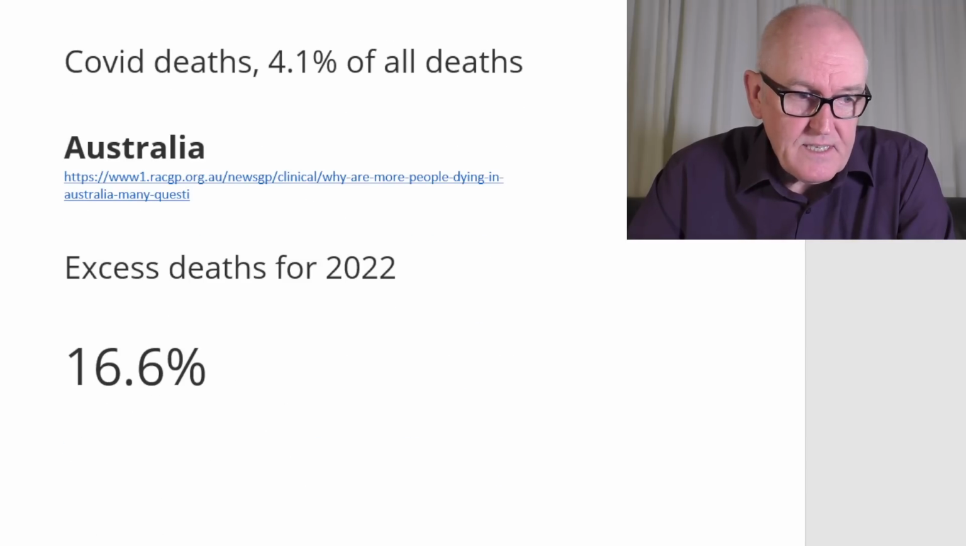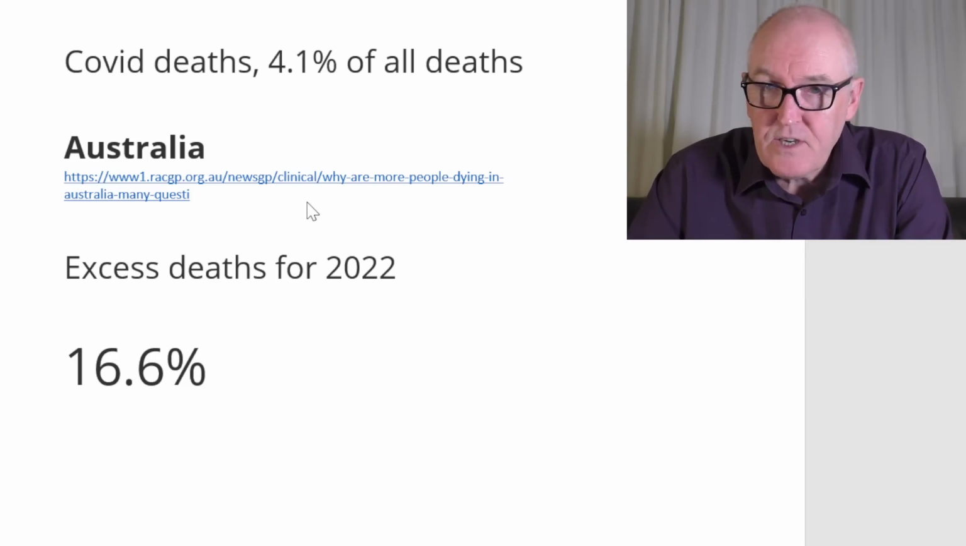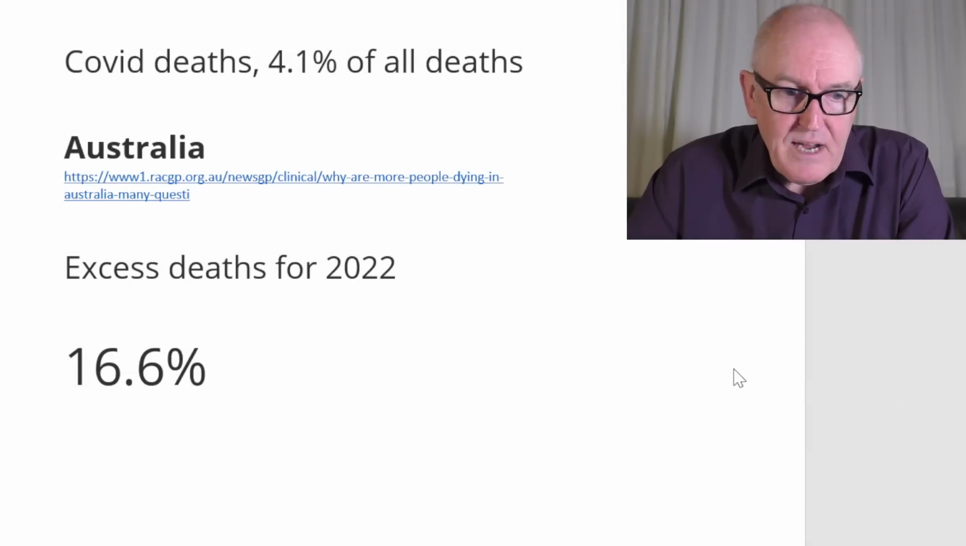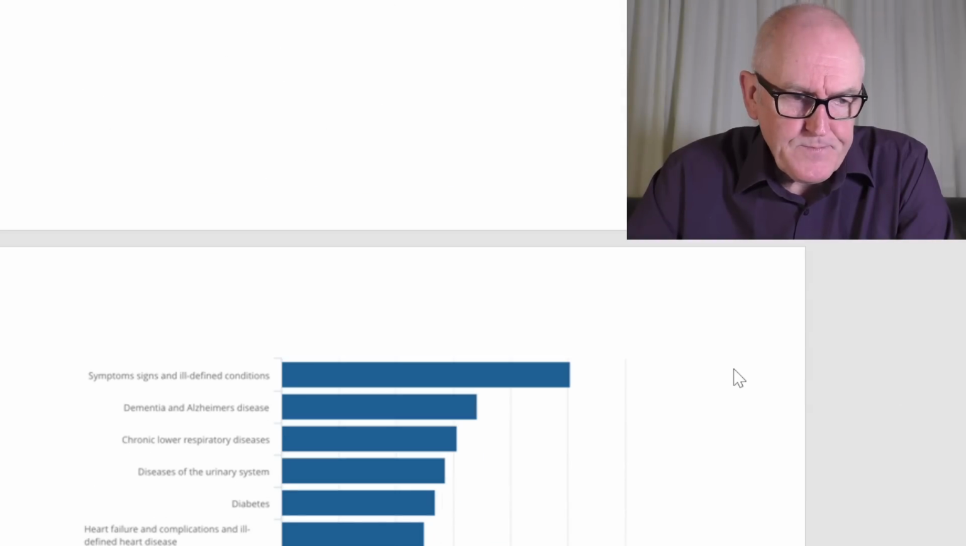Australia, as we say, this is the deaths from the Australian GP, general practitioner, news sheets, 16.6% above the national average. Now, some Australian figures do say it's slightly low, but they're all well over 12%. So it's definitely increased deaths in Australia and around the world, as we've noted.